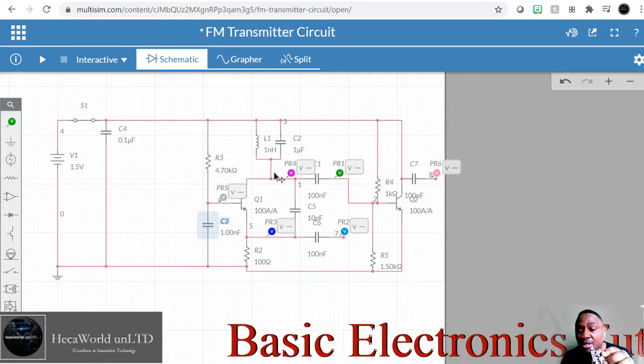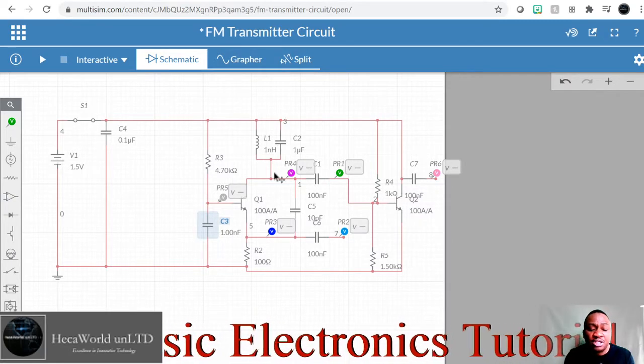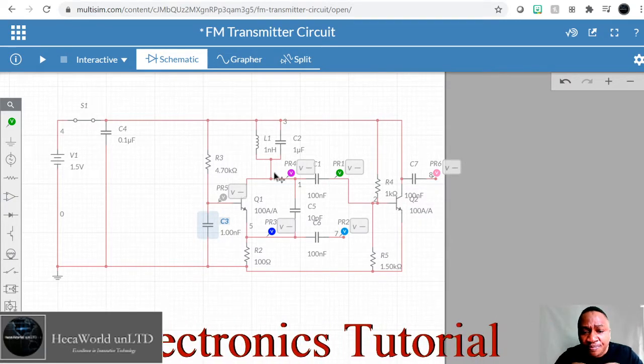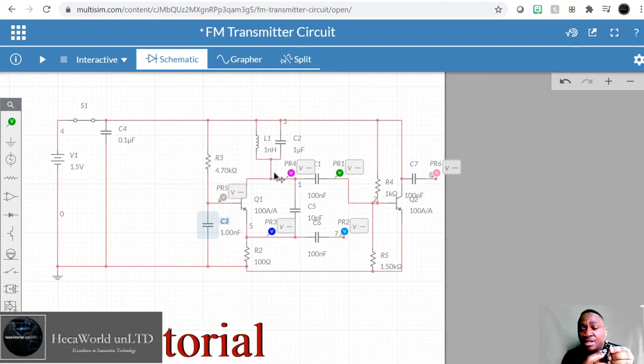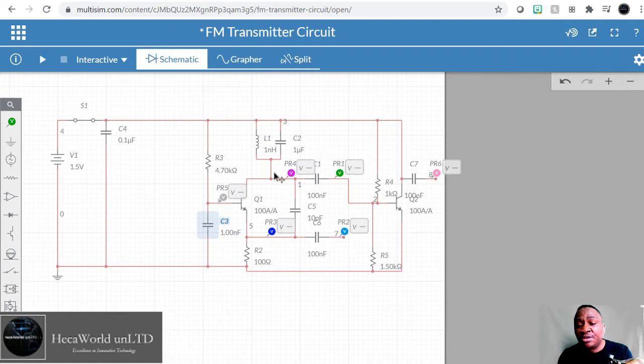We've already built it. We're going to experiment on this. We're going to turn it on and see how it functions. And I will show you that the value of the capacitor alone does not determine the frequency. The value of the inductor also plays a role. You're going to see this very clearly. So let's turn on the circuit and let's make it work.